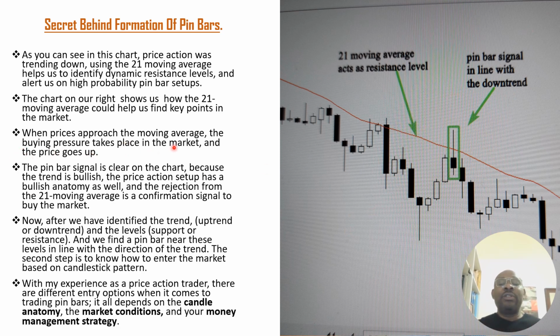When price approaches the moving average, the buying pressure takes place in the market and the price goes up. So what usually happens when you see a pin bar like this is that as price approaches this moving average, there are so many people that have already placed an order.